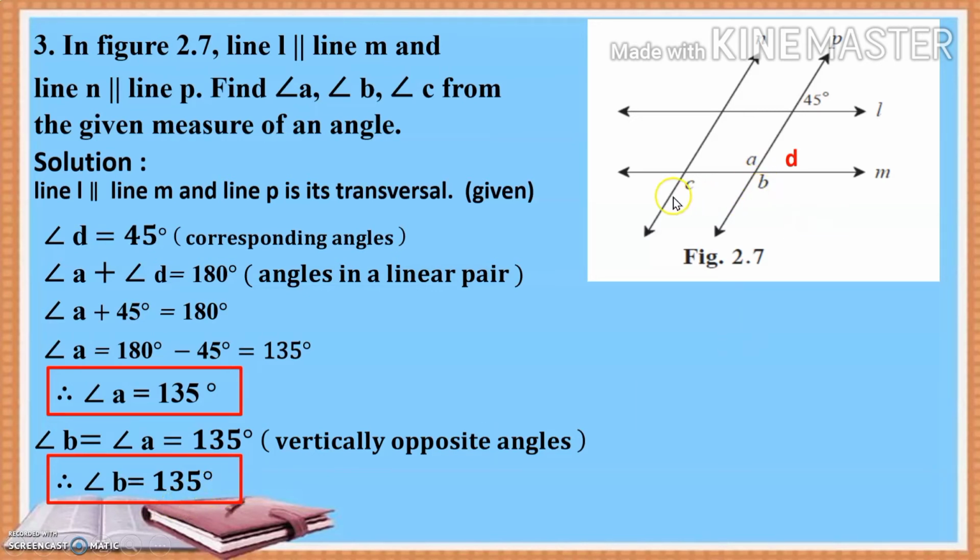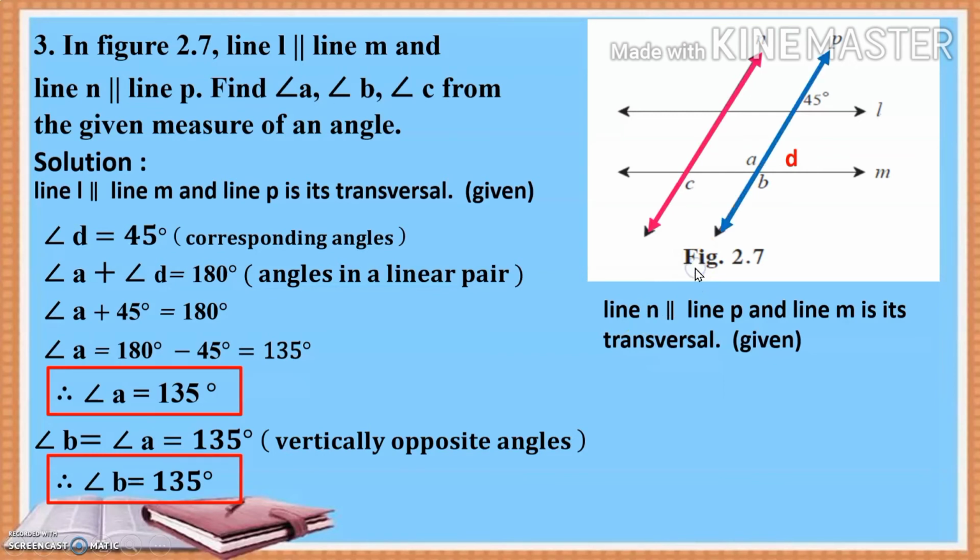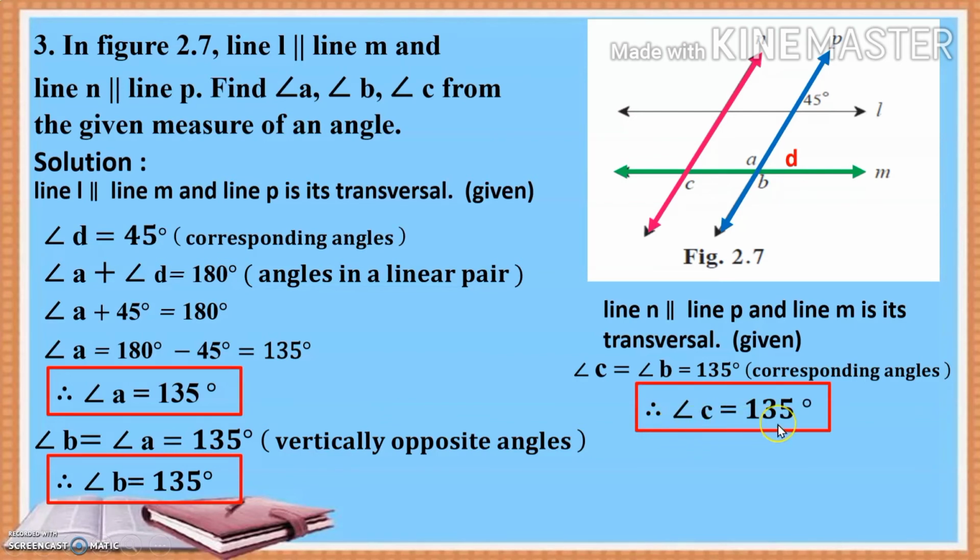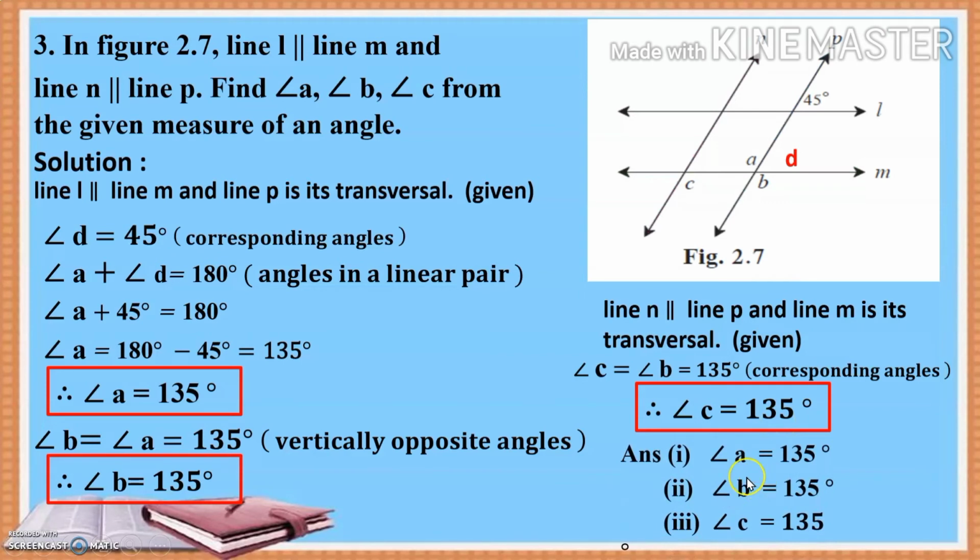Now what is the relation between B and C? Line N is parallel to line P and line M is its transversal. So where is line N, line P, and line M is the transversal. What type of angles are C and B? They are corresponding angles. So we get that angle C is 135 degrees. So let's write the final answer. Angle A is 135 degrees, angle B is also 135 degrees and angle C is also 135 degrees.